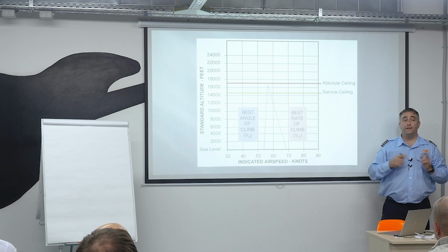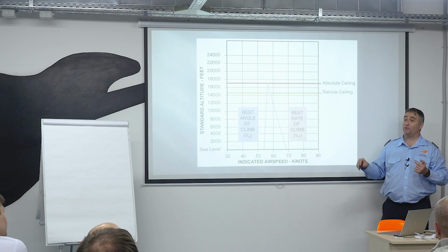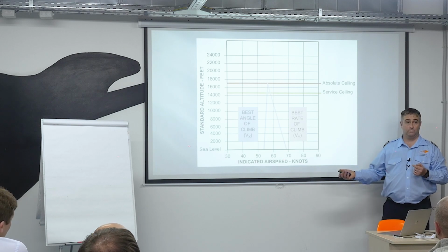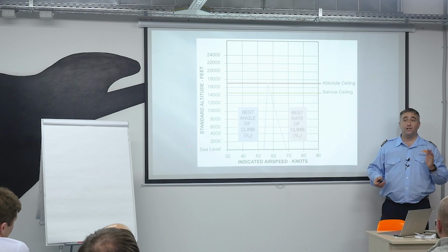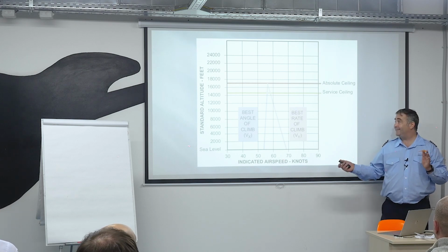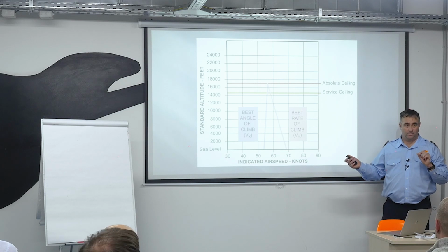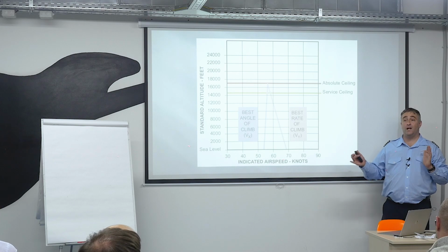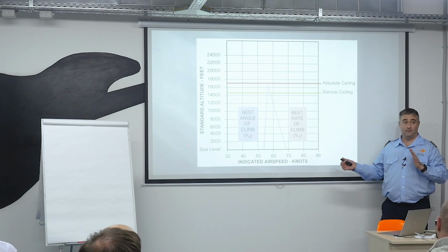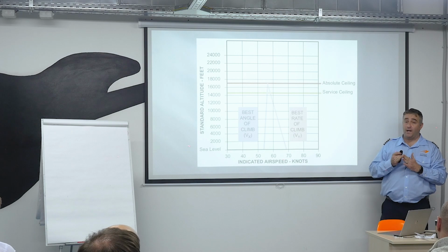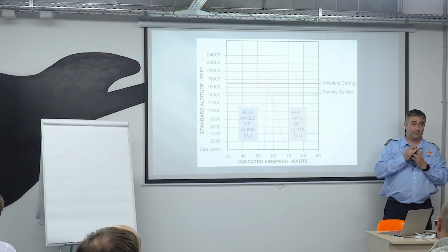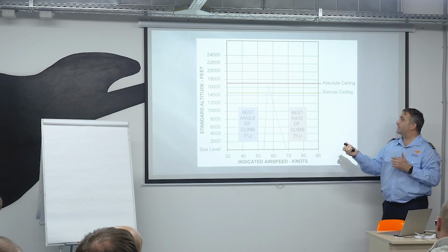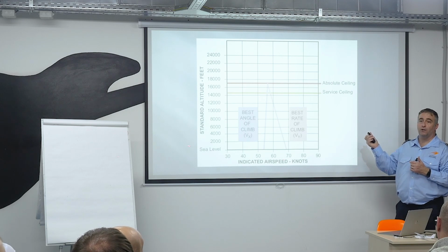These are published and they also change. This one changes with altitude. As I increase altitude, my best angle of climb increases slightly. As I increase altitude, my best rate of climb decreases slightly. And they both do this on a straight line. It's not a curve. That's kind of nice. They intersect at a point where the airplane can no longer climb.